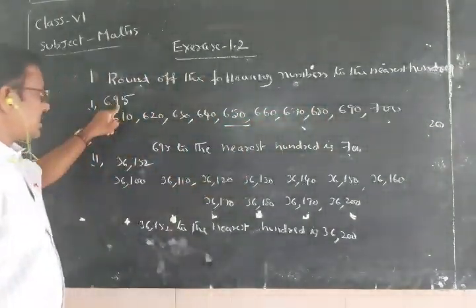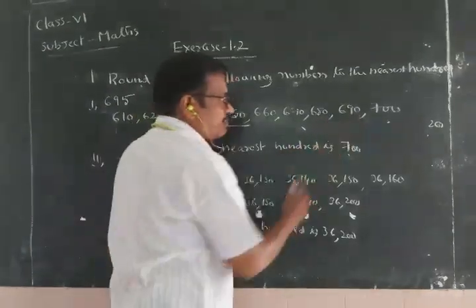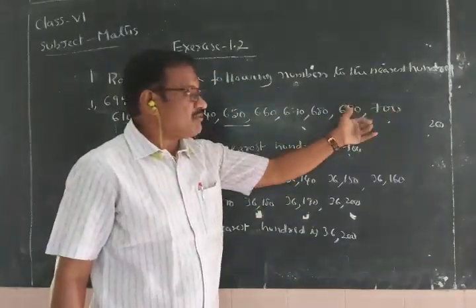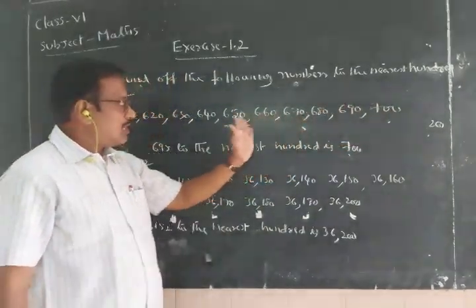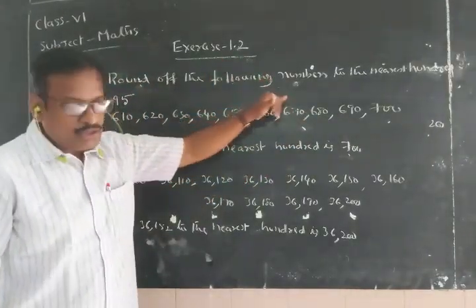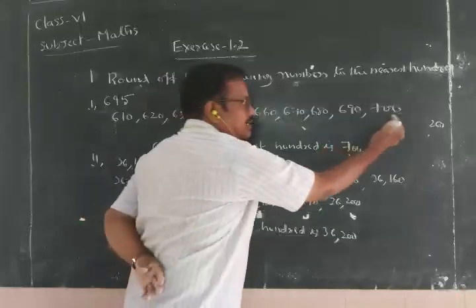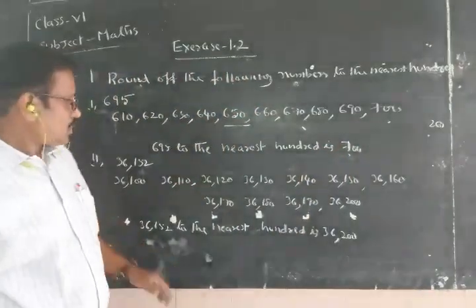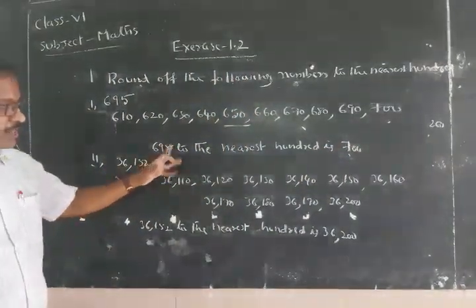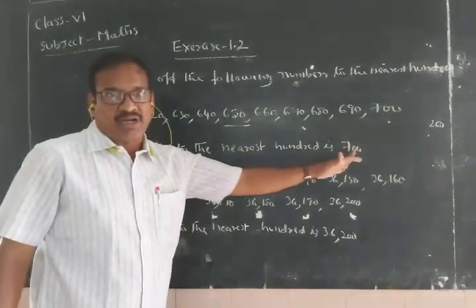Listen, 695 means 610, 620, 630, 640, 650, 660. What is the number? 695 is between 690 and 700. It is greater than 650, so the nearest is 700. 695 to the nearest 100 is 700.